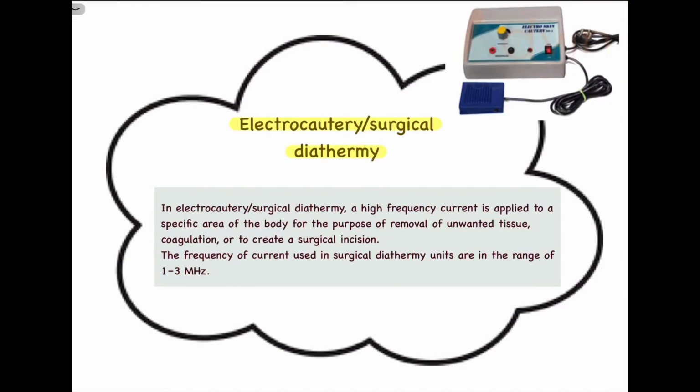Under thermal agents, first we have electrocautery, also known as surgical diathermy. Again, this is a very routinely used method to achieve hemostasis in surgical procedures. It uses a very high frequency current, applied to the specific area wherever we want to remove the tissue. Whenever this is used, it serves two purposes: it removes the tissue, aiding in visualization of the deeper structures, and simultaneously it coagulates the blood vessels as well. So it creates a surgical incision, as well as aiding us in coagulation. The frequency of the current we are using is between 1 to 3 megahertz.